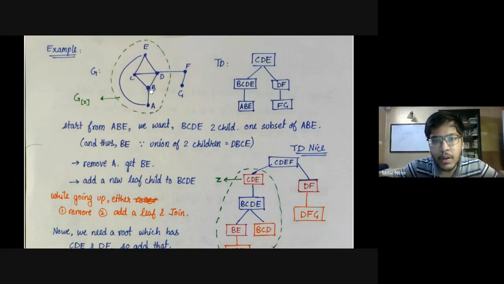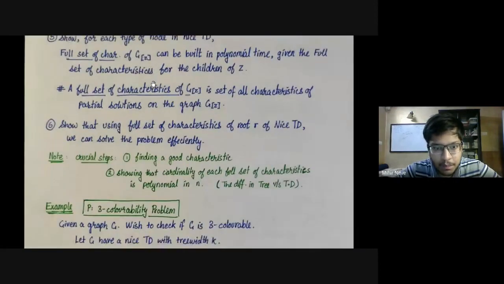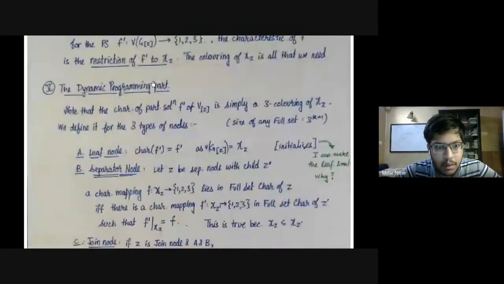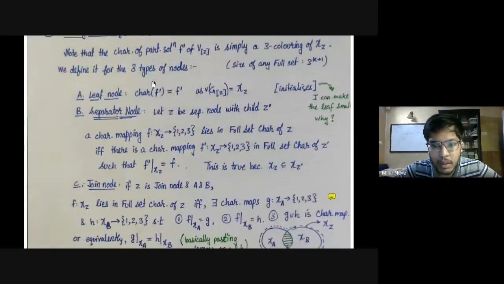This is the importance of the separator property. The separator property is telling me that I can very easily ignore all the vertices of gz which are not there in chi-z. And hence chi-z serves as a very suitable characteristic for our function. So now that we have defined the characteristic, let's actually solve the dynamic programming.